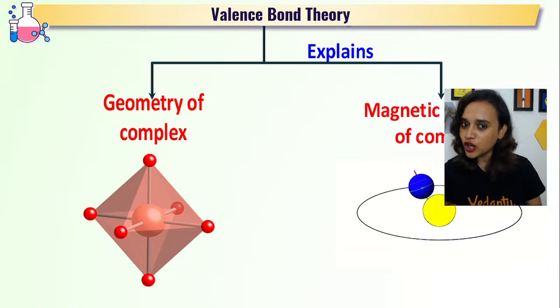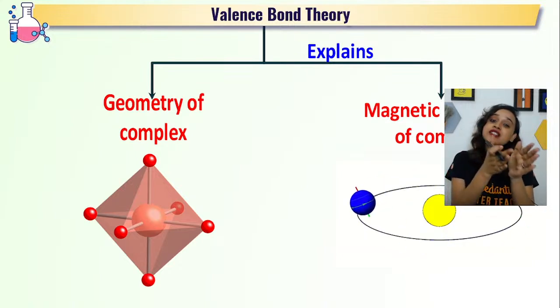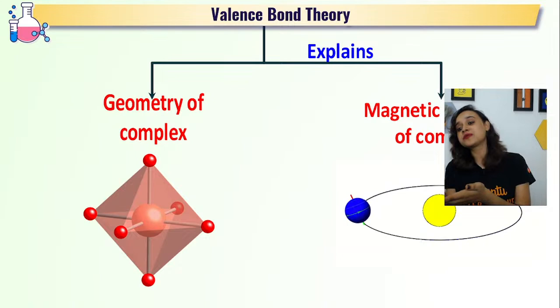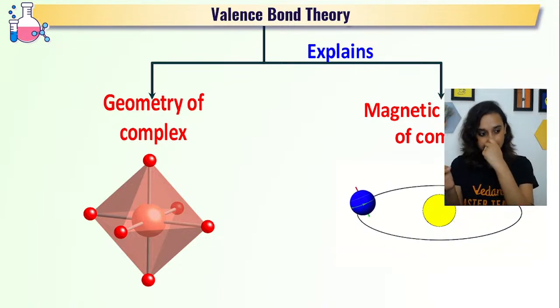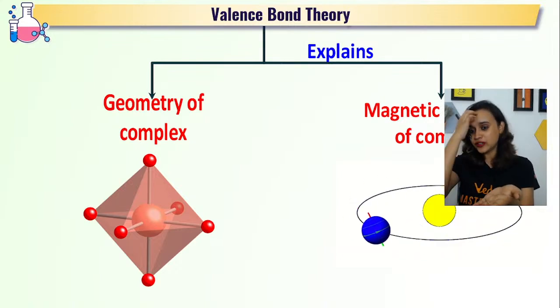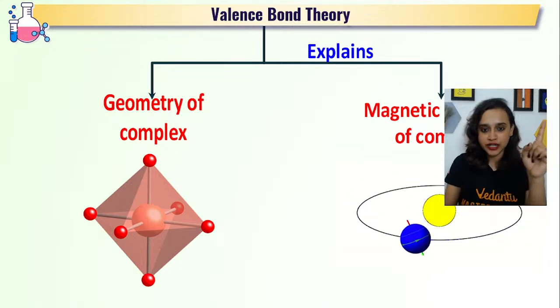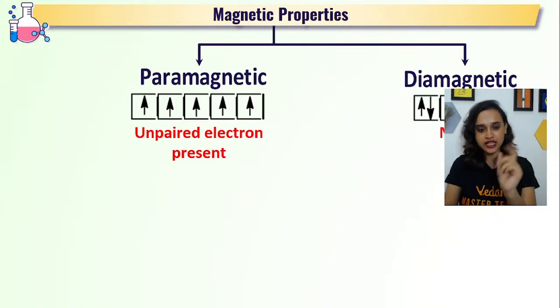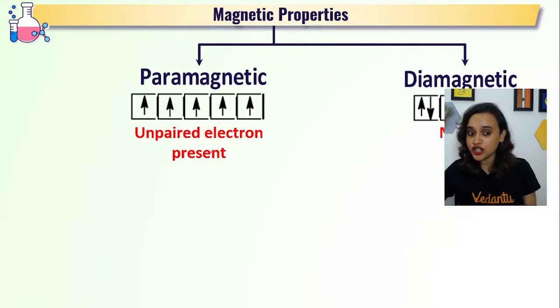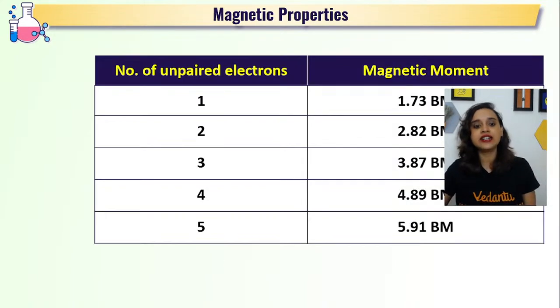Now, this valence bond theory, why do we have to study it? Why are we wasting our time? No, we are not wasting our time, because this can explain the geometry of a complex and it can also explain the magnetic property of a complex. The complex will be either diamagnetic or paramagnetic, and we can also understand the geometry. If there are unpaired electrons present, it will be paramagnetic. If there are no unpaired electrons present, it will be diamagnetic.